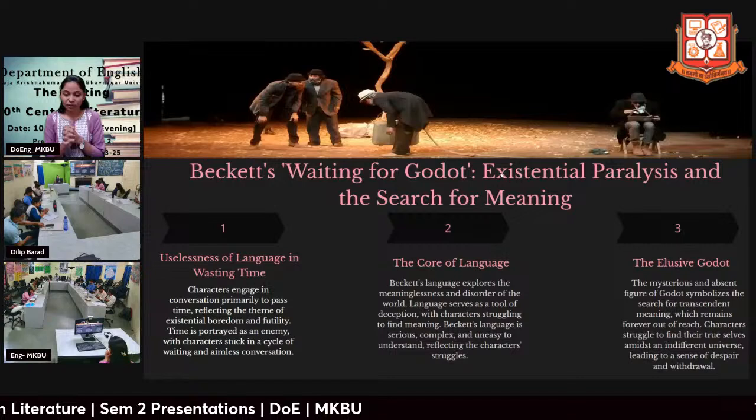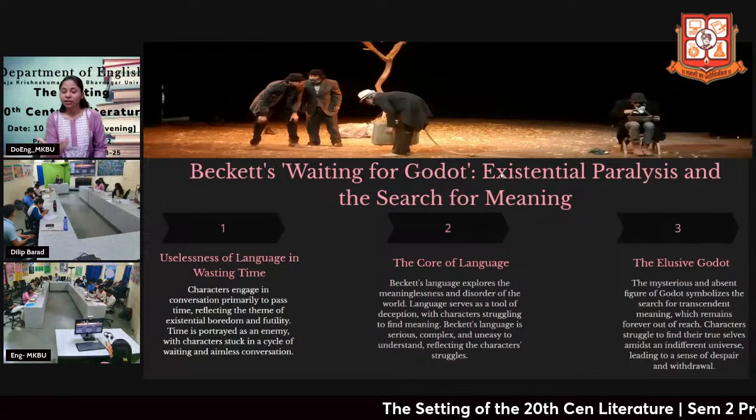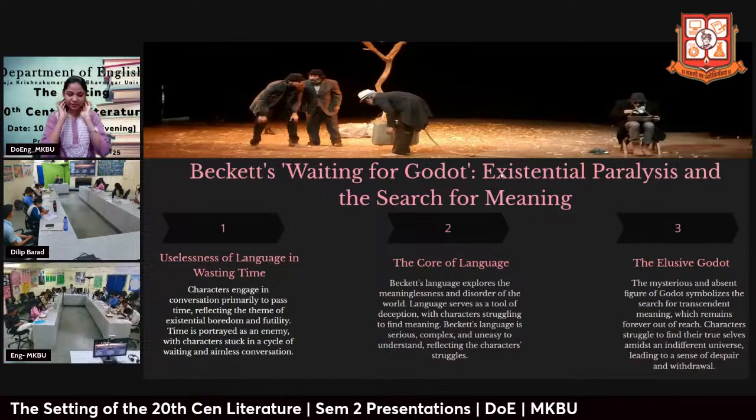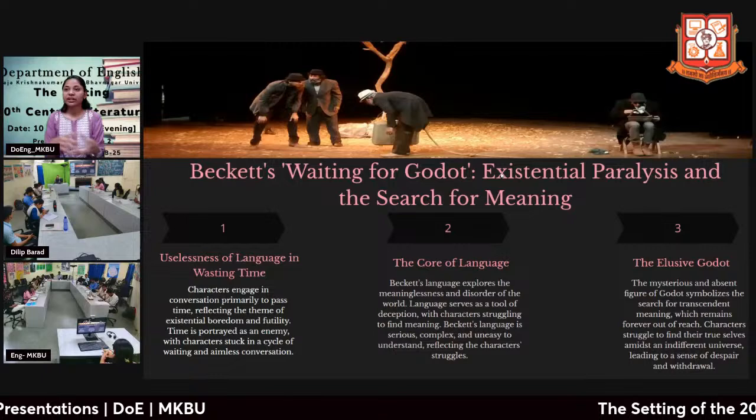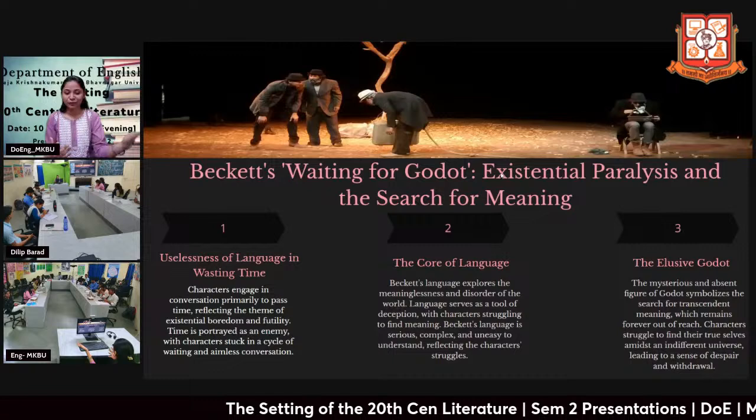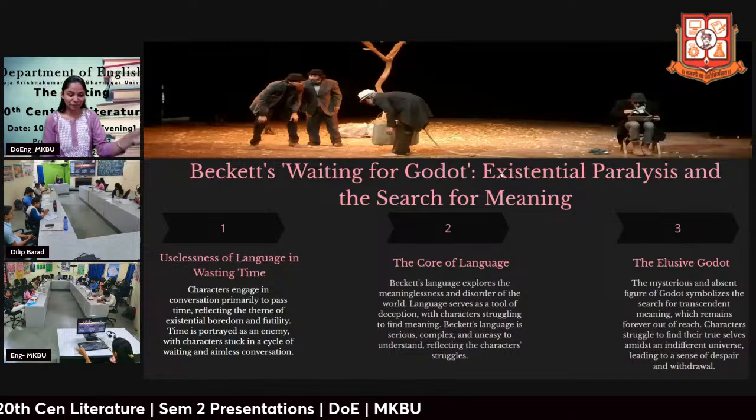As we all know, the overview, like what Vladimir and Estragon and all the characters are doing. So, on that basis, the uselessness of language in wasting time. We can see how they are just wasting their time, just to pass time, and they are waiting for Godot, and they have nothing to do, so they just pass time.